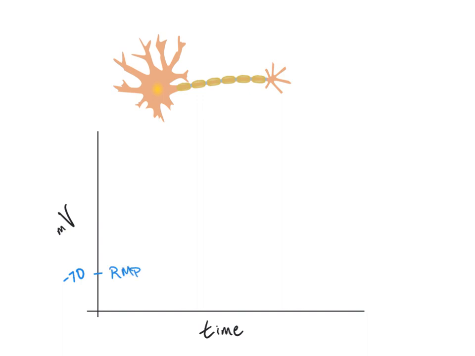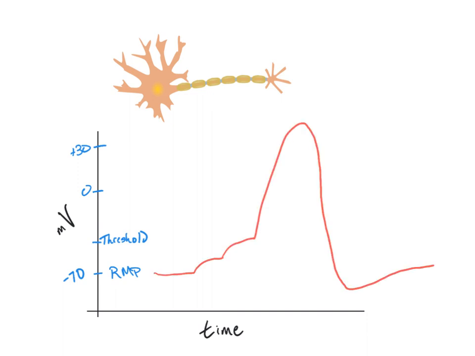As EPSPs stimulate the dendrites, an adequate stimulus or threshold is reached, triggering the opening of voltage-gated sodium channels. This leads to an influx of sodium ions and the cell's depolarization. Repolarization occurs via the opening of potassium channels.